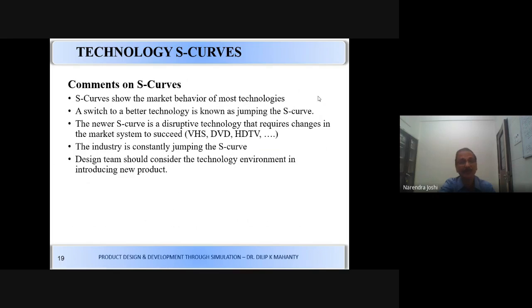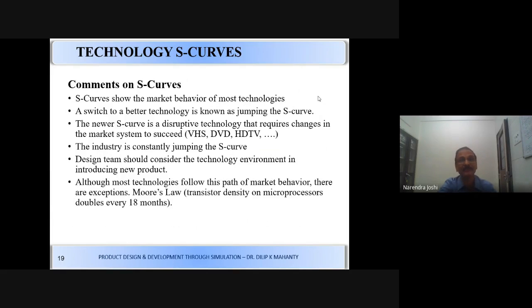What we have today may not be available after 5 years' time. And the design team must consider this technology environment in introducing a new product. Are we using the latest technology for introducing a new product, or will it be obsolete in no time? So although most technologies follow this path of market, there are exceptions, like Moore's law. Transistor density on microprocessors will double every 18 months. And this is a very interesting aspect of all the devices we are using.